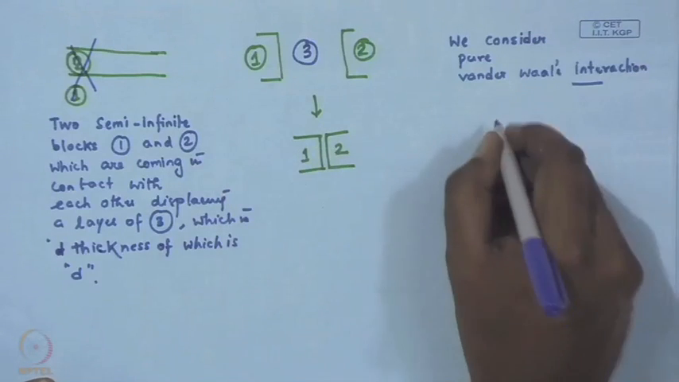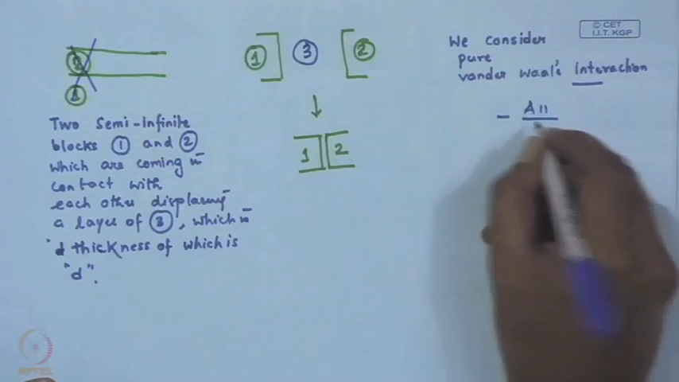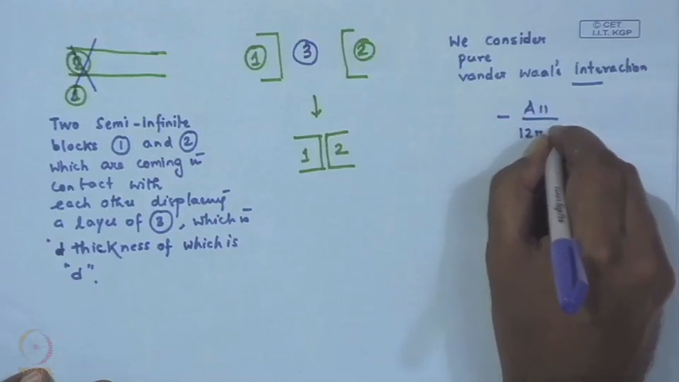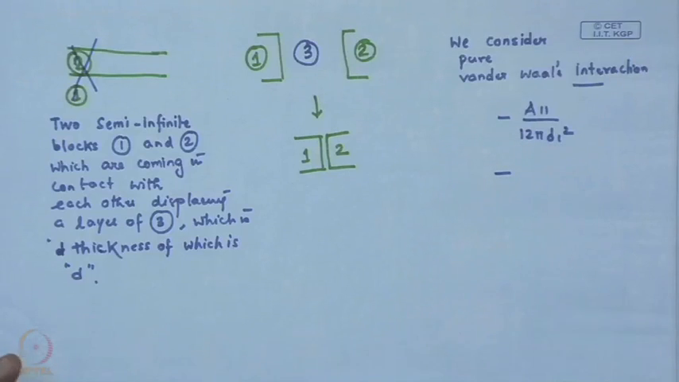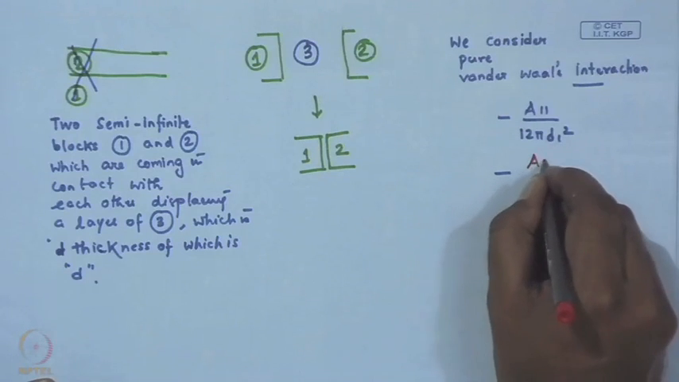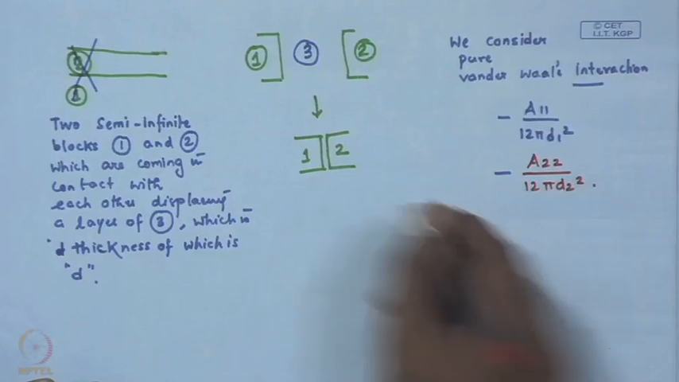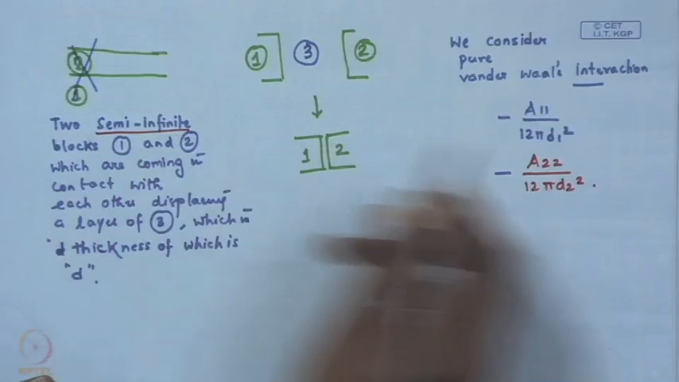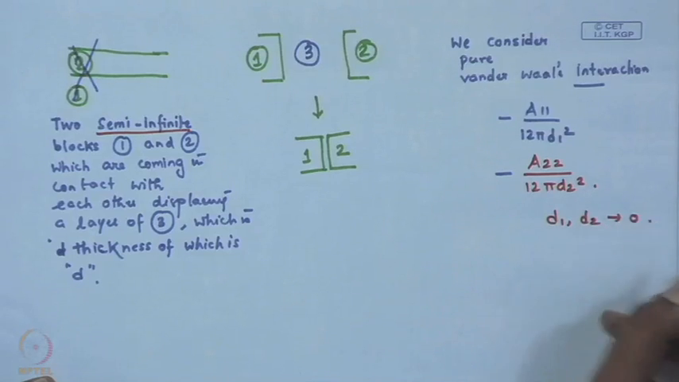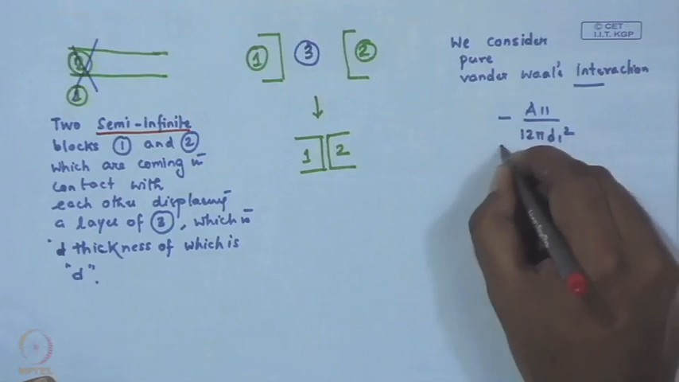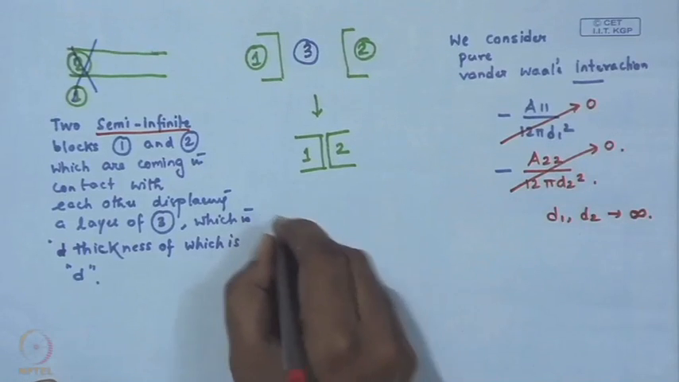Okay. So, the self energy of interaction of block 1 is A11 divided by whatever is its thickness, 12 pi d1 square. Self energy of block 2 would be A22 divided by 12 pi d2 square. Now, since both are semi infinite, therefore, both d1 and d2 tend to infinity, and therefore, both this term and this term tend to 0.